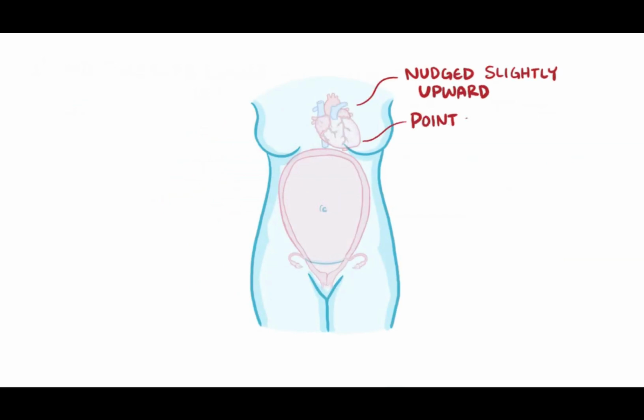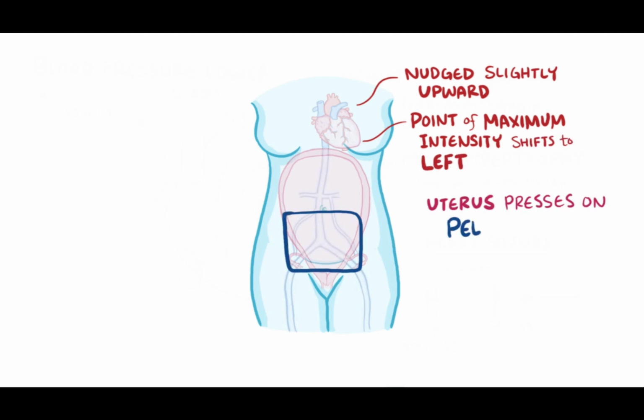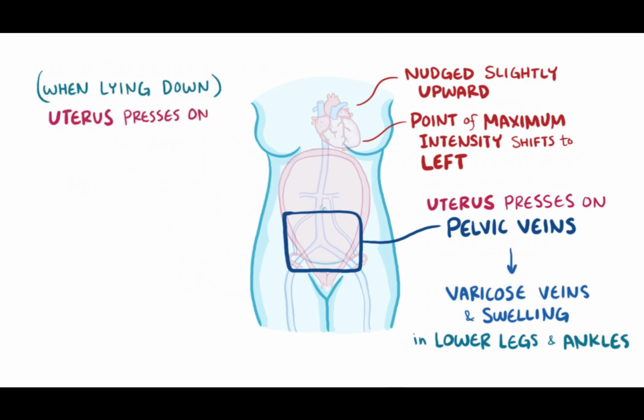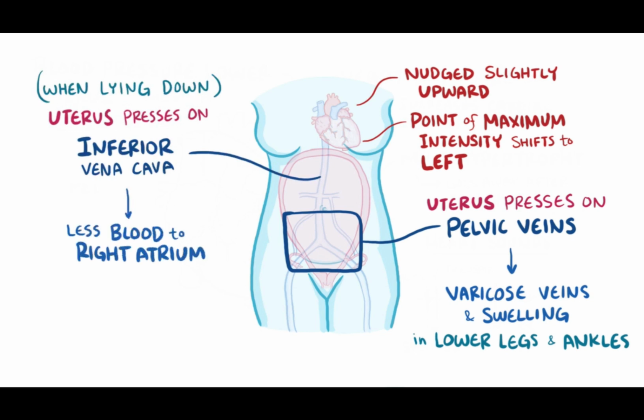Finally, as the uterus enlarges, it pushes up on the diaphragm, nudging the heart slightly upward and shifting the heart's point of maximum intensity, the spot where it taps against the chest wall, a little bit to the left. The uterus also presses against the pelvic veins, causing blood to back up, leading to varicose veins as well as swelling in the lower legs and ankles. When lying down, the uterus presses on the inferior vena cava, reducing blood flow back to the right atrium and causing hypotension. A side-lying position or placing a pillow under the hip can help avoid that.